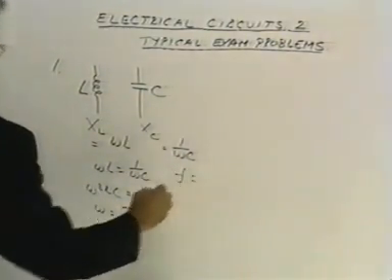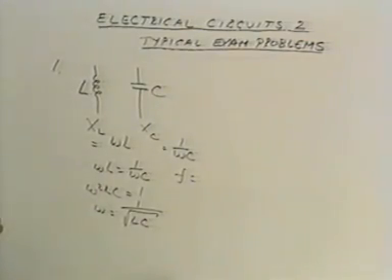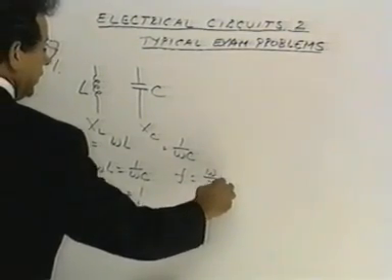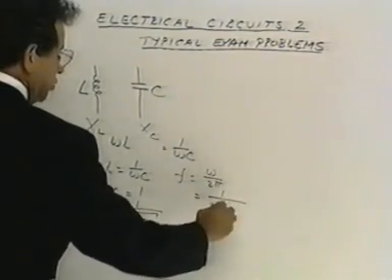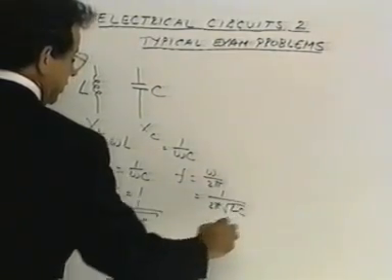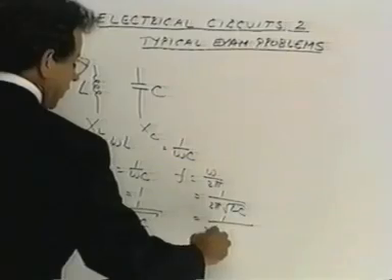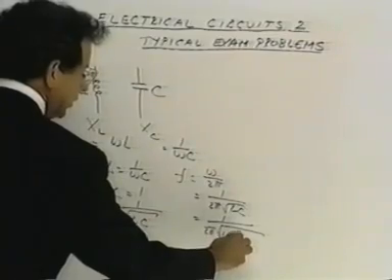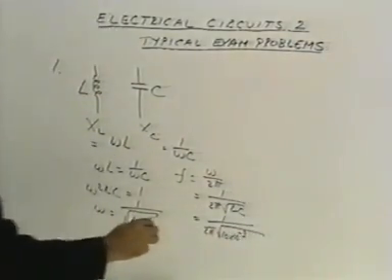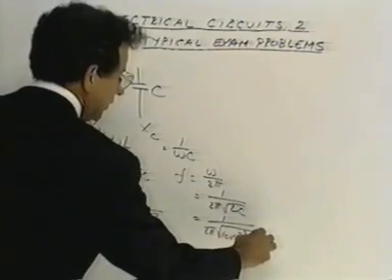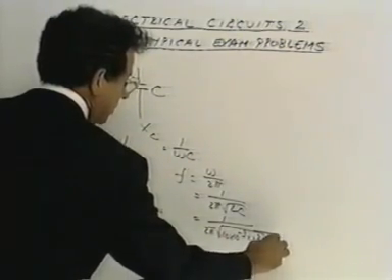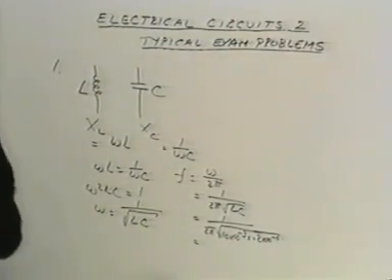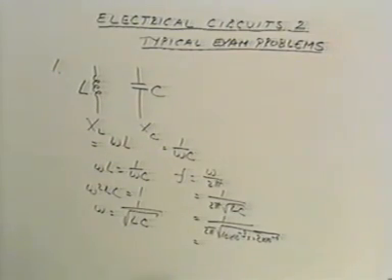Well, in terms of f, the cyclical frequency is equal to omega over 2 pi, which is equal to 1 over 2 pi square root of L times C. So now we substitute the values that were given in the problem. The inductance was 10 millihenries, that's 10 times 10 to the minus 3, and the capacitance is 0.2 microfarads. This becomes 0.2 times 10 to the minus 6.